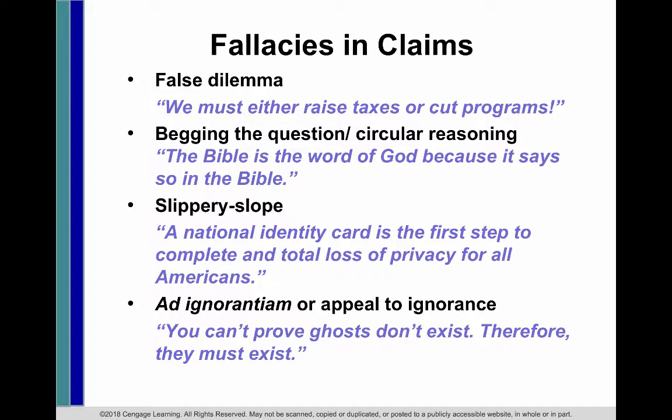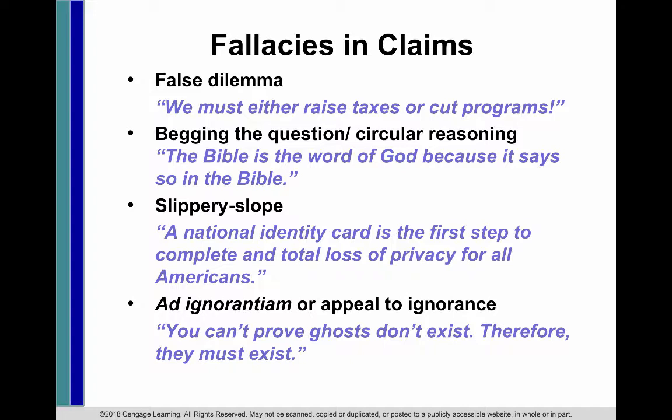In begging the question, also known as circular reasoning, the claim and the evidence used to prove the claim are essentially the same thing. The Bible is the Word of God because it says so in the Bible. It's kind of like saying, here's my claim and it's true because it's the claim. But it says so in the Bible is not evidence to prove that the Bible is the Word of God. You have to provide support for the claim and not just simply imply the truth of the claim.